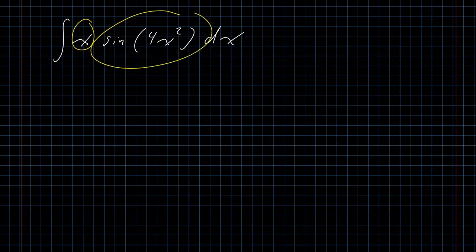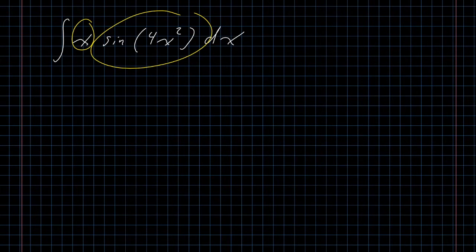The integral of x times the sine of 4x squared dx. In this particular integral, the first thing that I notice is that I have a product, right? I've got x and I've got sine of thing. And it turns out that that extra x is actually incredibly important for figuring out how to solve this problem. Without it, we wouldn't be able to do anything.